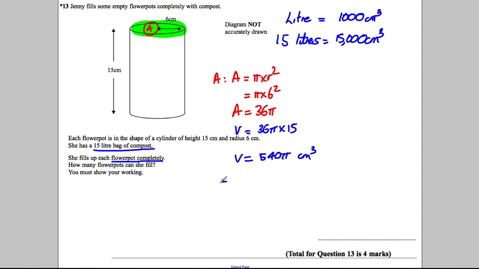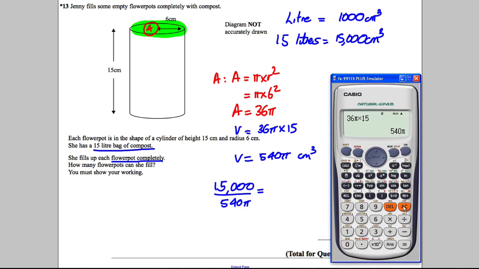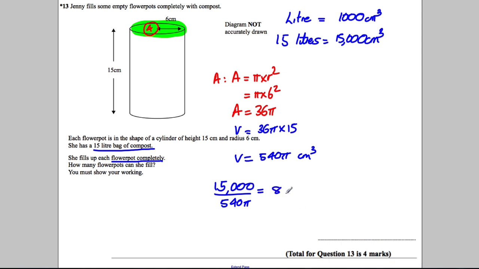So what we're going to do is we're going to do the 15,000 divided by 540 pi. So we're going to do 15,000 divided by, or over 540 pi, like that, and we get 8.8. So 8.8. It asks us how many flower pots we fill up completely. Well, it's 8.8, so we have filled up 8 completely. So 8 pots is the final answer.